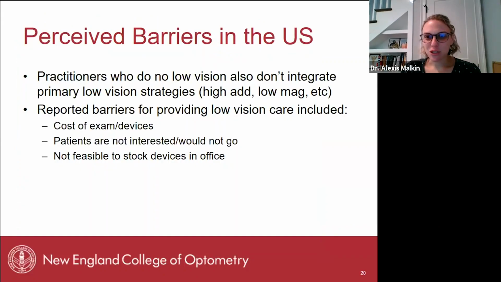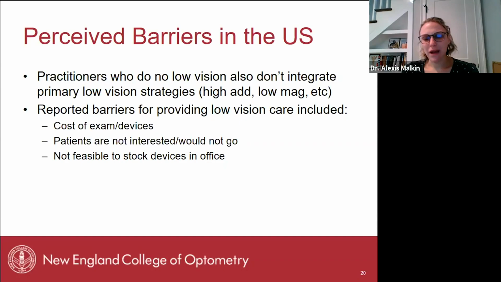So some of the things we've been trying to assess here are figuring out, what are the perceived barriers? Why are we only serving at best 1 in 5 patients who need the care we can provide? So we did a study. It was in Optometry and Vision Science in January of this year, where we looked at perceived barriers.